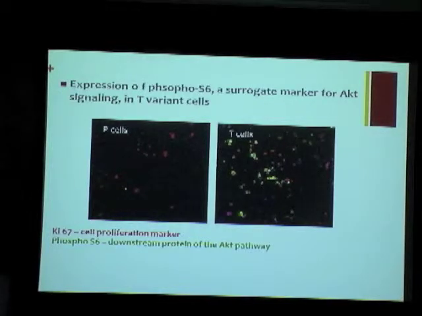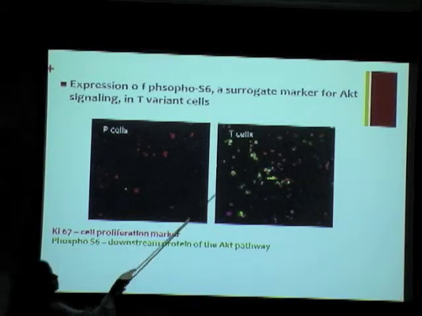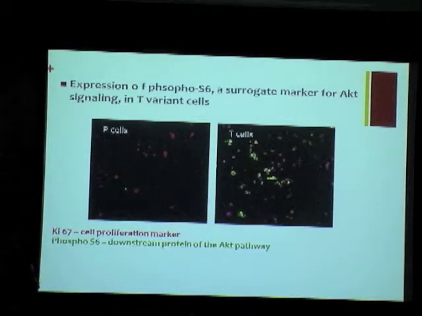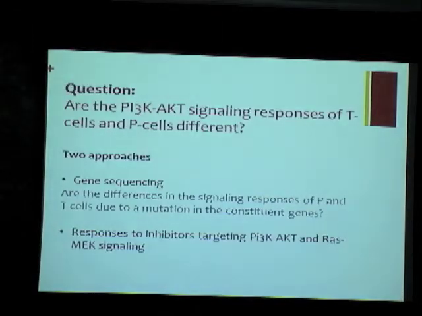Now, why do we study these pathways? Because it was found that when we treated the P and T cells with phospho-S6, this phospho-S6 is a downstream protein of the AKT pathway. It was found to be expressed only in the T cells. This suggests a dysregulation of the AKT pathway in T cells.